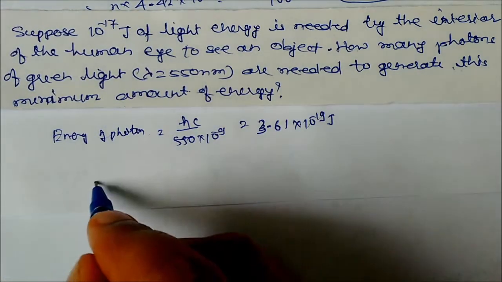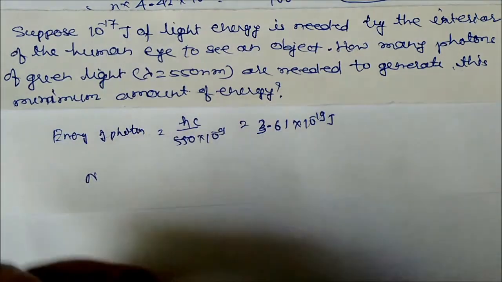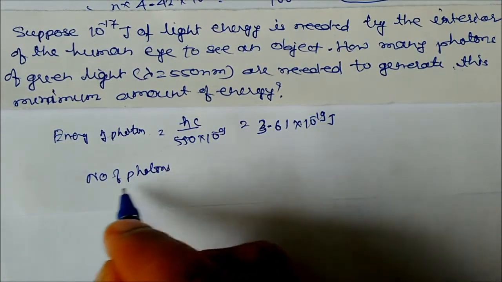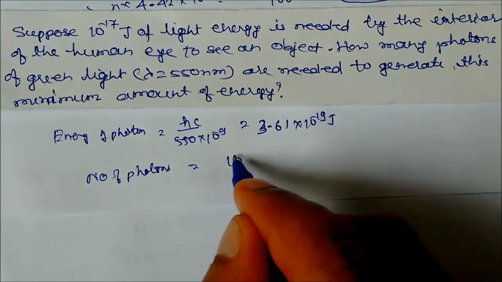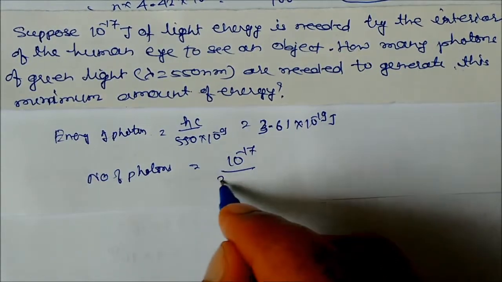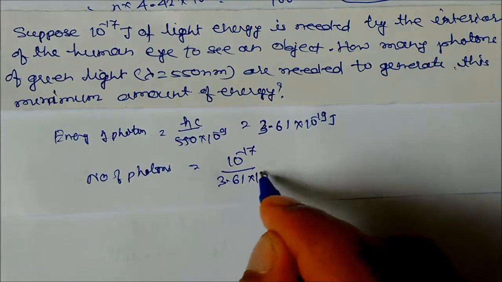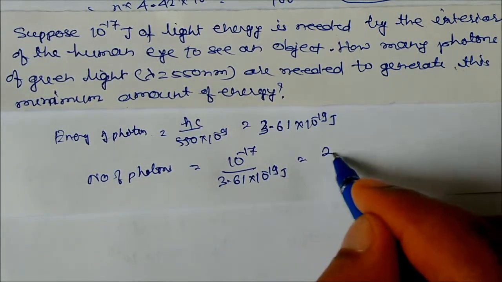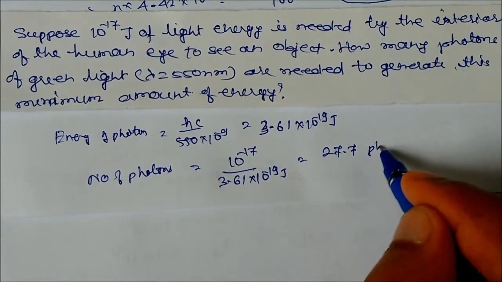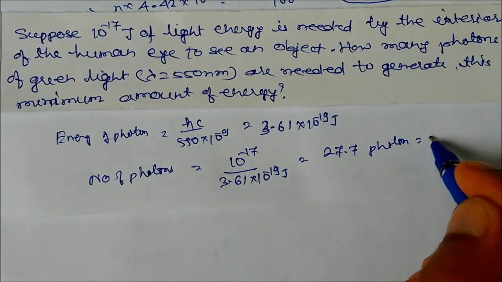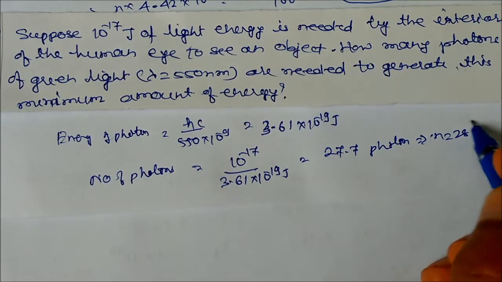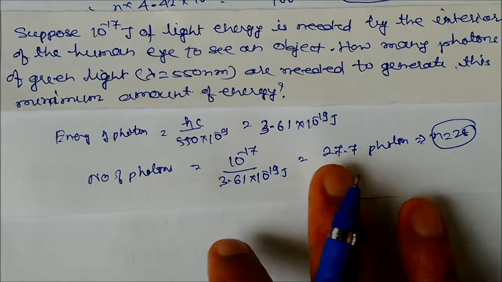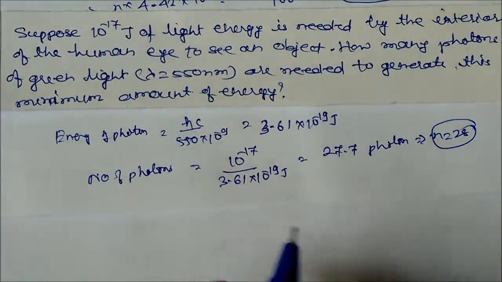So for the total energy, how many photons are required? We are supplying 10 power minus 17. So the number of photons required is the total energy we are giving, 10 power minus 17, divided by 3.61 into 10 power minus 19 per photon of green light. Your number of photons will be 27.7, or roughly we can say n equals 28, because 27 is the figure, so we have to complete it in round figures.